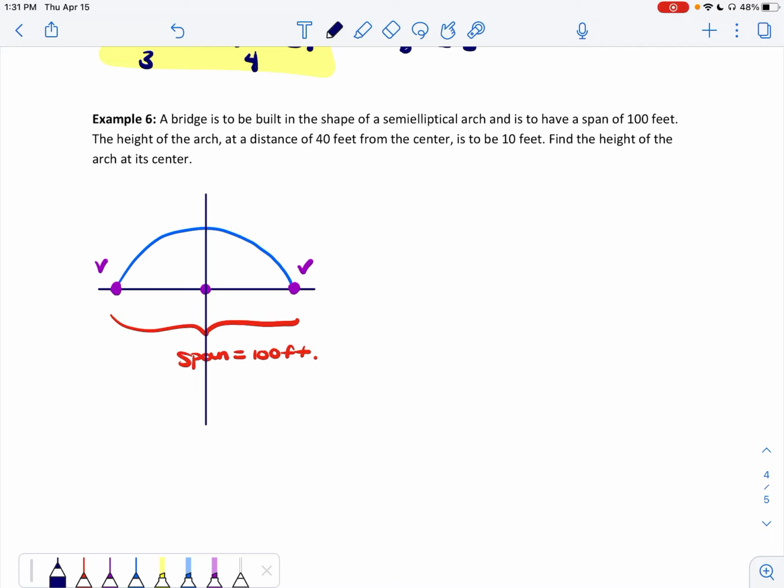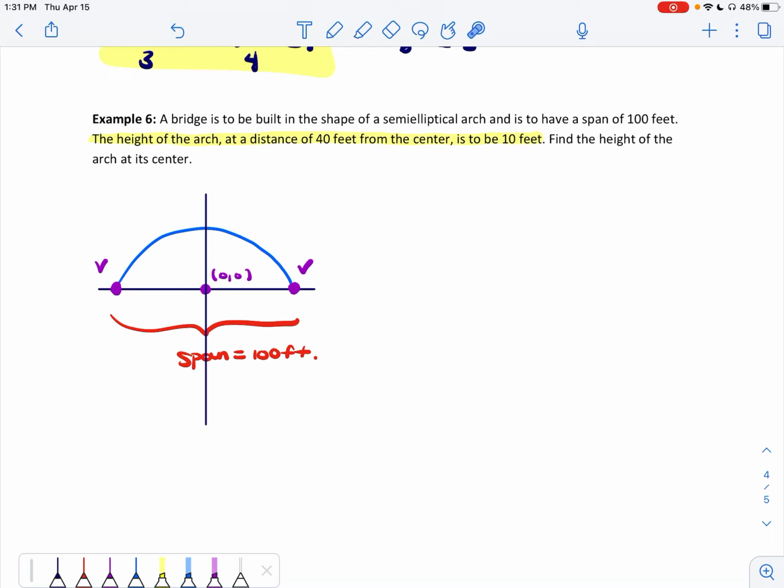Okay, so just for simplicity, I am putting the center at 0, 0. Okay, so then again, back to this. It says the height of the arch at a distance of 40 feet from the center is to be 10 feet.